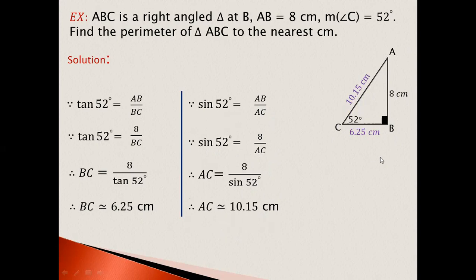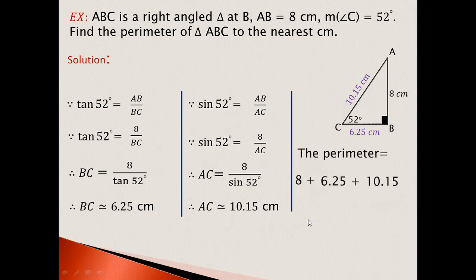Now we have all the side lengths of this triangle. We know that the perimeter of any triangle equals the sum of all side lengths in this triangle. So we need to add these sides: 8 plus 6.25 plus 10.15 equals 24.15 centimeters.